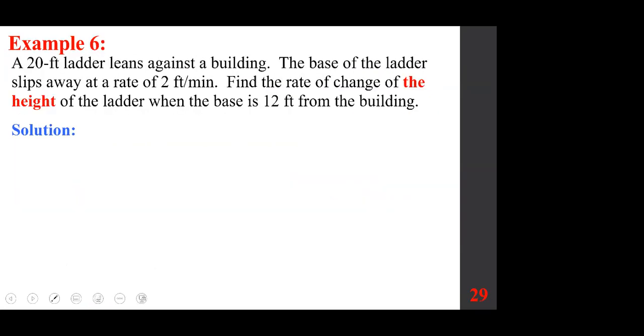Here's the next question, everybody. A 20-foot ladder leans against a building. The base slips away at a rate of 2 feet per minute. Find the rate of change of the height of the ladder when the base is 12 feet from the building. Anytime you have an application word problem, you really have to come up with a setting. If you can draw the setting, it really helps come up with the answer.